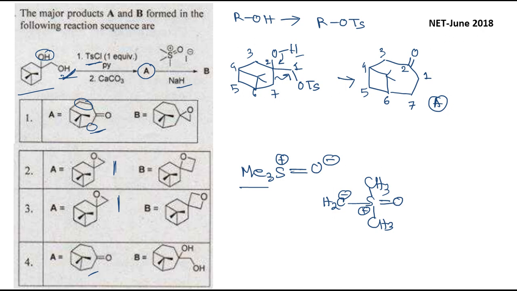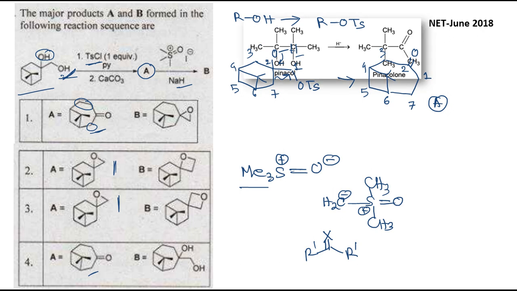Now what will happen with this sulfur halide? First we will try to see how it is reacting with a compound like this. Suppose we have any heteroatom with 2 R groups or same groups. So how it is reacting with this C=X double bond, that we will see first.